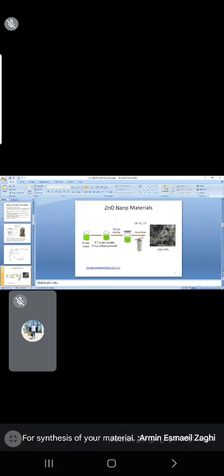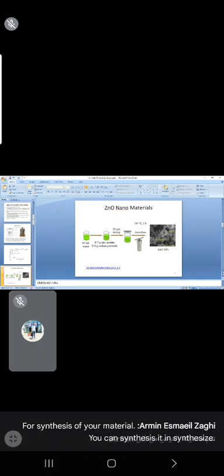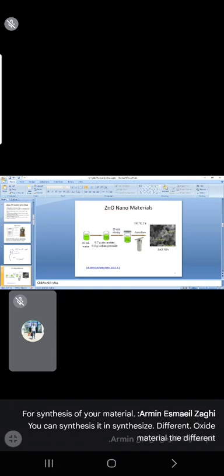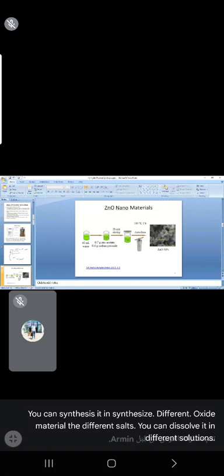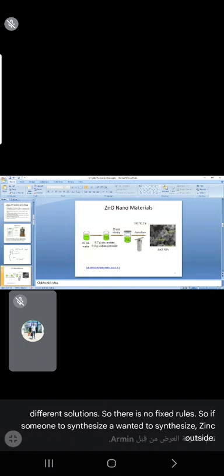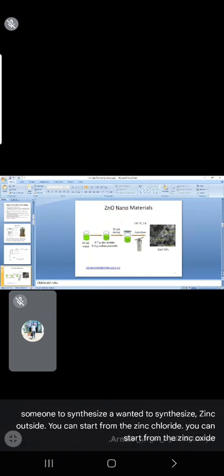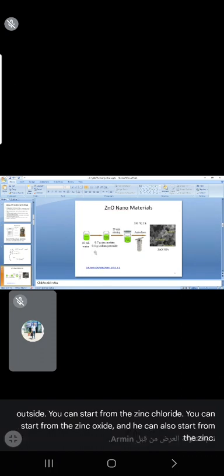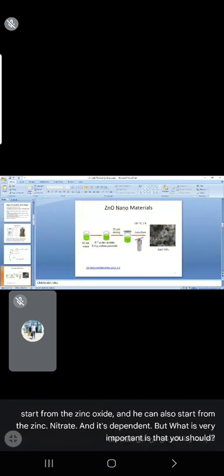You can synthesize different oxide materials with different salts. You can dissolve them in different solutions. So there is no fixed rule. If someone wanted to synthesize zinc oxide, he can start from the zinc chloride, he can start from the zinc oxide, and he can also start from the zinc nitrate. It depends.